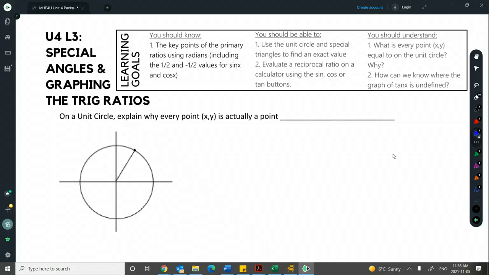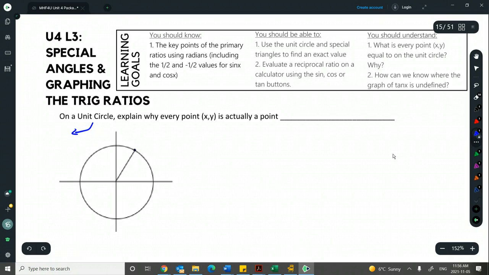All right, guys, so we're going to talk about something called the unit circle. The unit circle is called the unit circle because its radius is 1 unit. So anytime you see unit circle, you want to think radius equals 1.